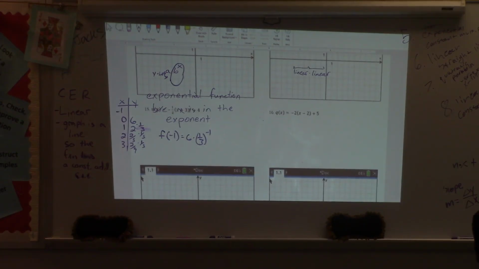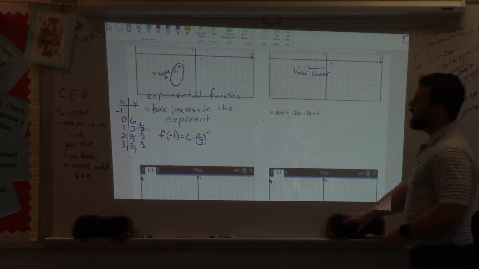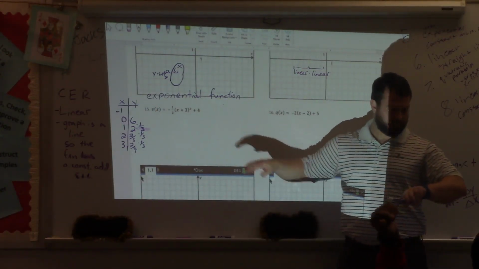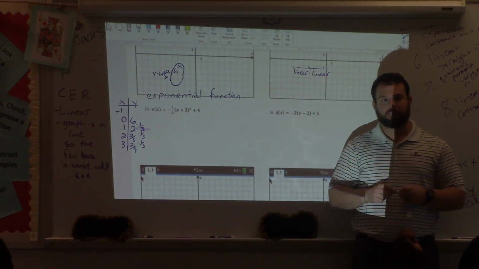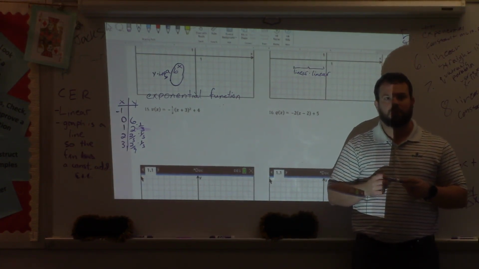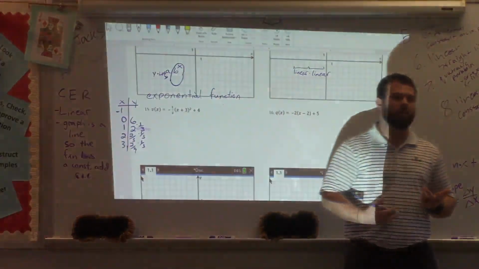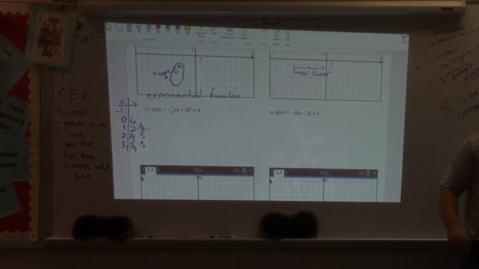Let's look down here. Number 15. What type of function would number 15 be? Quadratic. Why quadratic? It's squared. That square is a huge hint that this is probably a quadratic, okay?